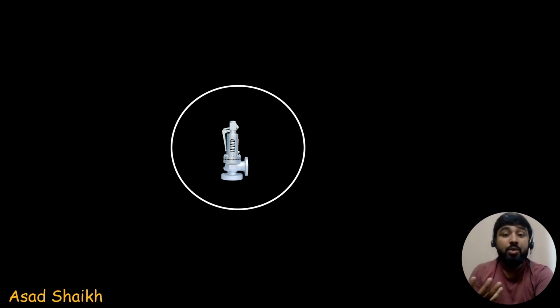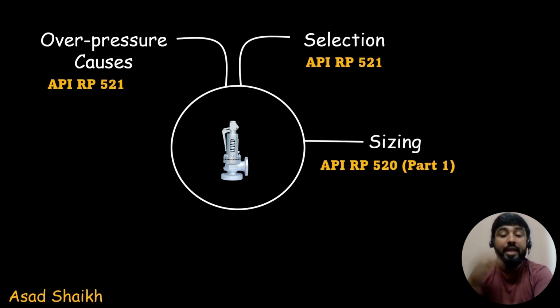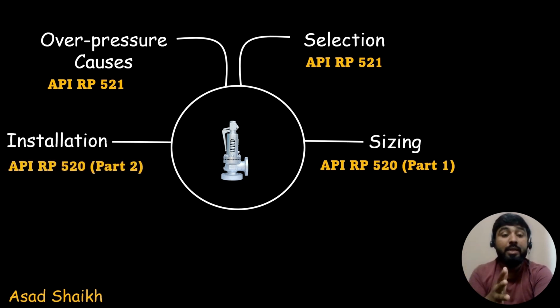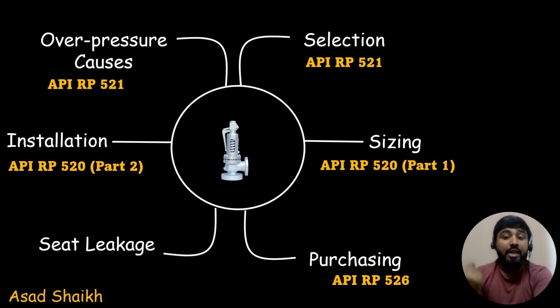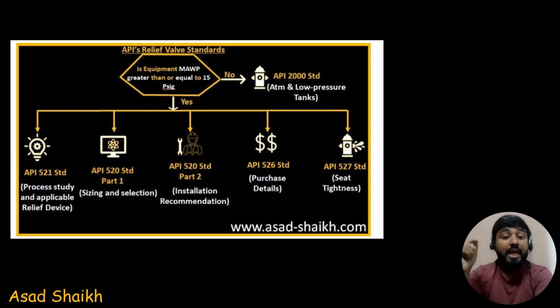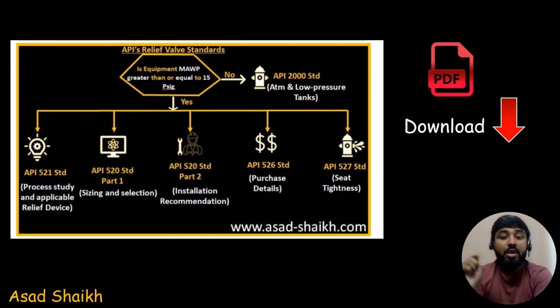Basically, for overpressure and for selection, you will have API 521. For sizing, you will have API 520 Part 1. For installations, you can have API 520 Part 2. You can take a screenshot of this to remember during your project execution. For purchasing, you can take API RP 526, and finally for seat leakage, you will have API RP 527. In the video description and in the pinned comment, I've put a link to the PDF document which summarizes and gives you this chart so that you can memorize and use it easily in your projects.